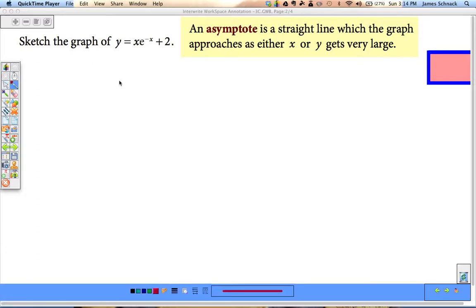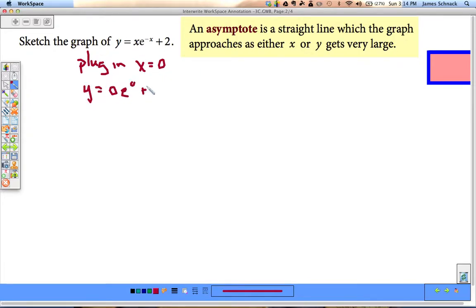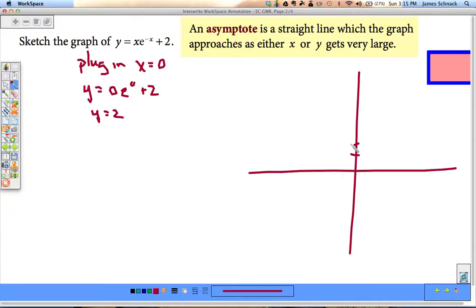What we could do is plug in x equals 0. Think about what that's finding us. That's finding us the y-intercept. So we'll have y equals 0 times e to the 0 plus 2, so y equals 2. When we sketch this graph, we have a y-intercept of 2. And really, that's all I really know right now without some much more advanced mathematical techniques.